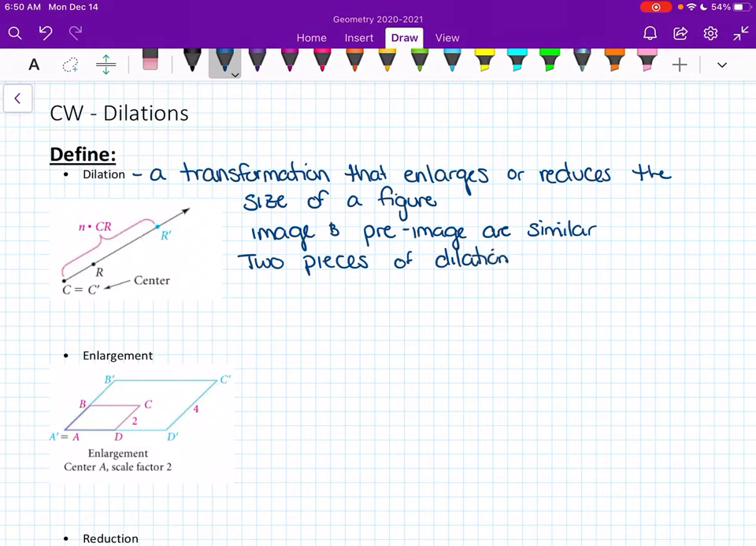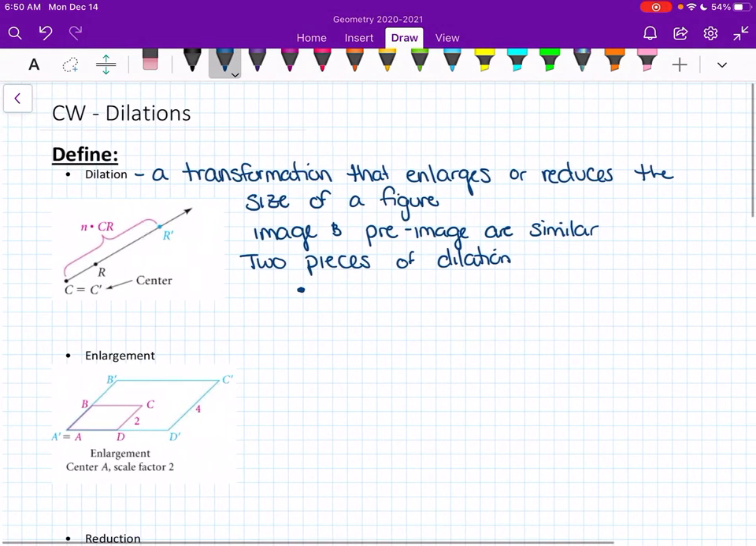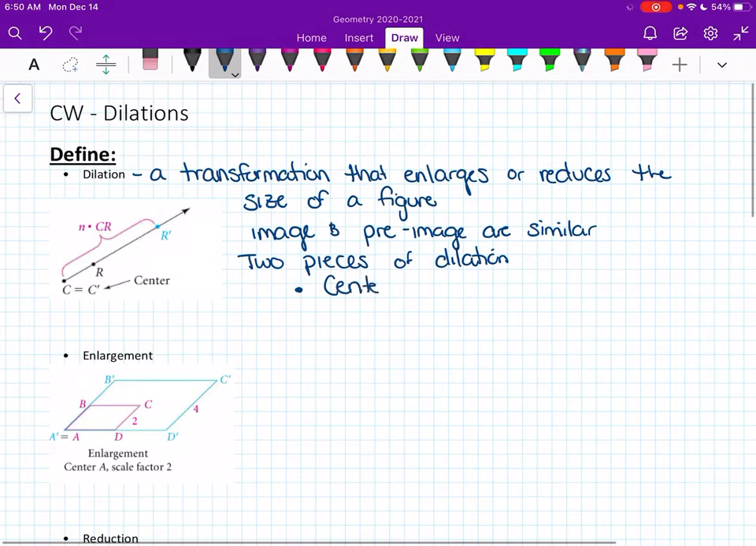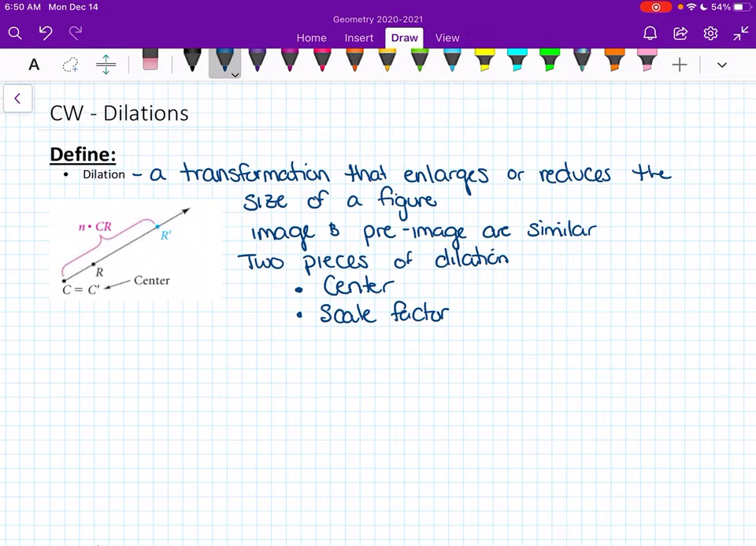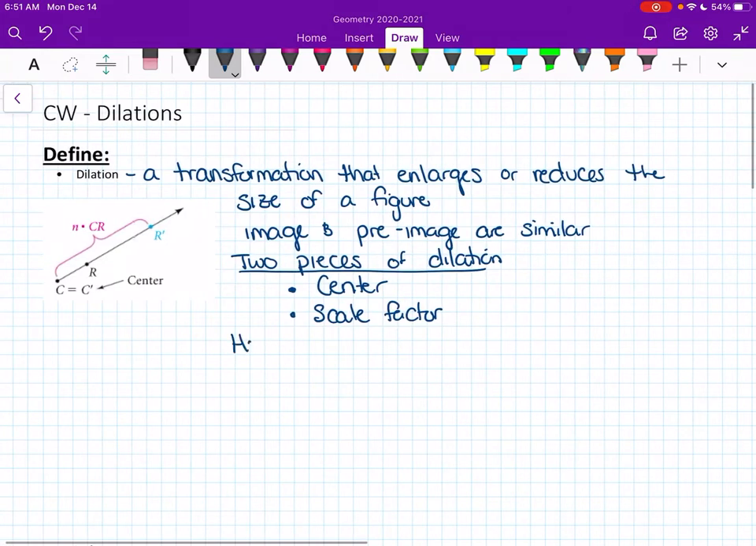The first thing we need to know is the center. So where are we reducing or enlarging around? And the other thing we need to know is the scale factor. So how big or how small are we making the image? Okay, so those are the two key pieces we need to know. And then the next thing we're going to talk about real quick is how to draw a dilation.